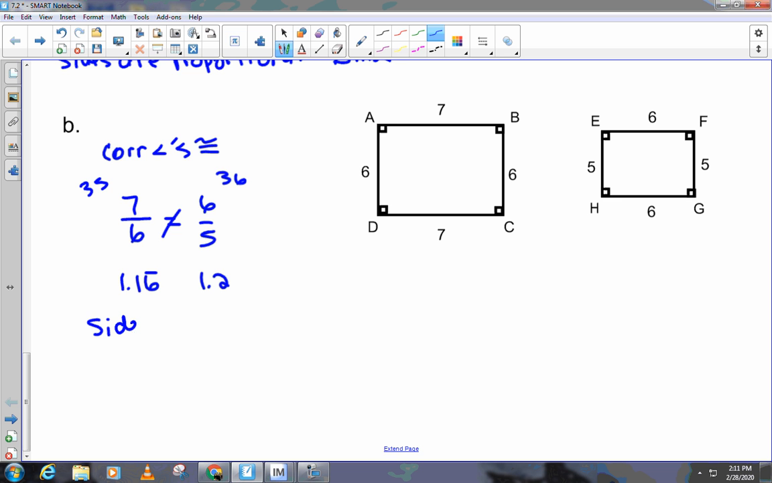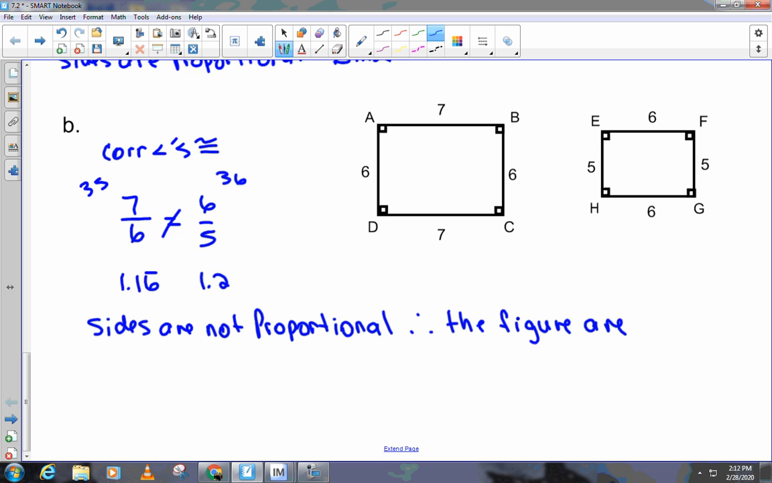So the sides are not proportional. Therefore, three dots in a triangle, that means therefore, the figures are not similar. Okay? Because they have to have congruent angles and proportional sides. All right. Everybody got that?